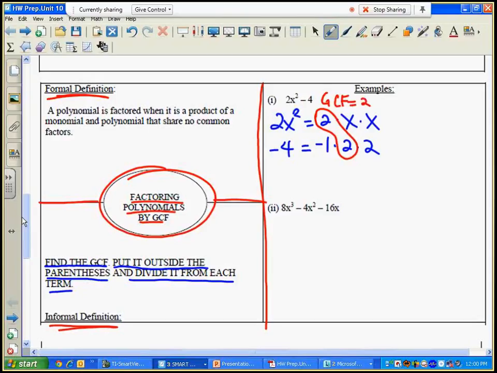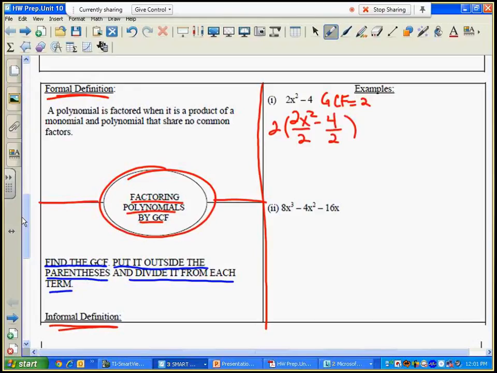Okay, now, that is what I'm going to factor out of this expression. Okay, so here's what it's going to look like. Once you've found your GCF, that's going to go right on the outside of the parentheses. Then I'm going to take each one of those two expressions, the 2x squared and the minus 4, and divide each one of those two terms by the GCF. In other words, I'm going to be taking a 2 away from each one of those two terms.